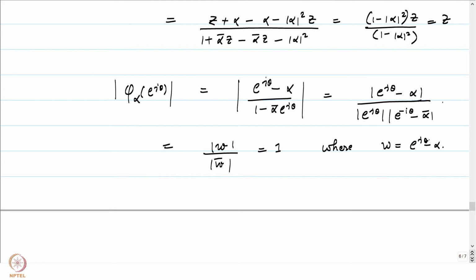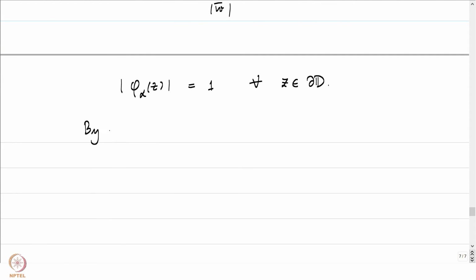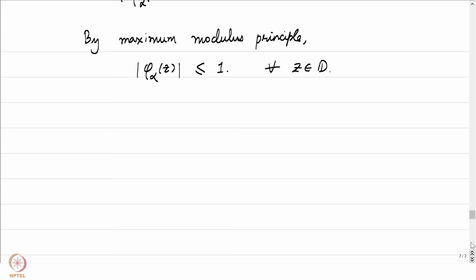So what we have established is that the absolute value of phi alpha of z is equal to 1 for all z in the boundary of T, the boundary of the unit disk. And by the maximum modulus principle, again, the absolute value of phi alpha of z is less than or equal to 1 for all z in D. And clearly this is not a constant function, and therefore this is going to be an open subset of D.